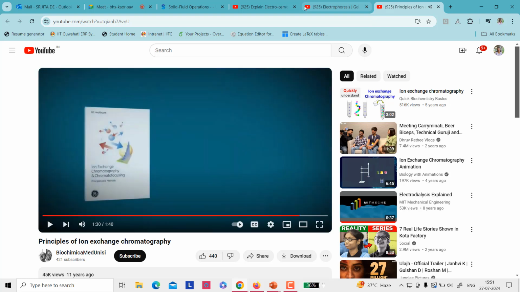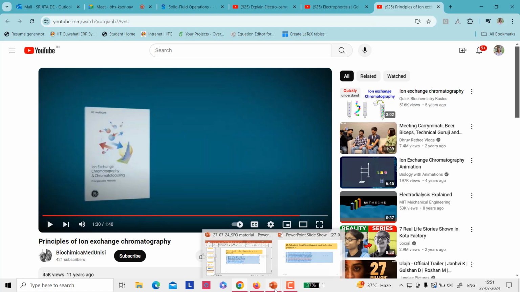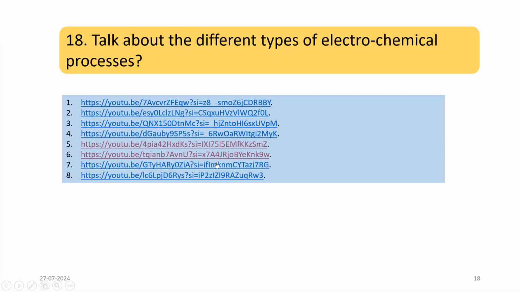So this is ion exchange, which also depends on the cation and anion, but here no electric field is applied externally. It is the separation of cations from anions depending on their movement, but no electric field is applied.